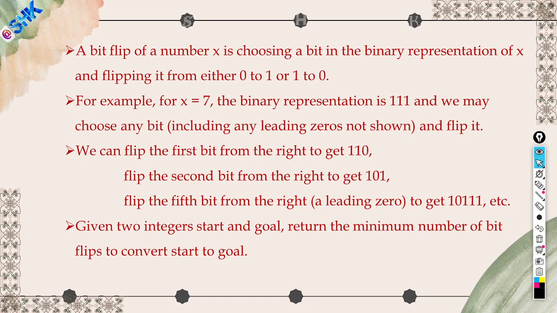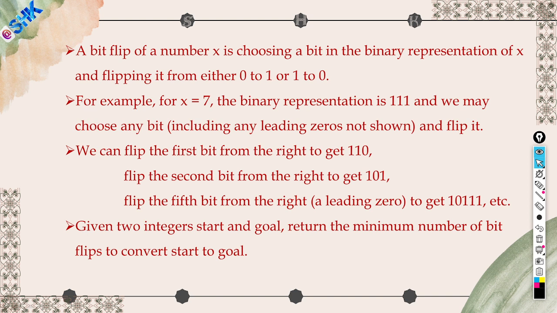So the problem statement is: a bit flip of a number x is chosen a bit in the binary representation of x and flipping it from either 0 to 1 or 1 to 0. For example, x is equal to 7, the binary representation is 111 and we may choose any bit including any leading zeros which are not shown and flip it.